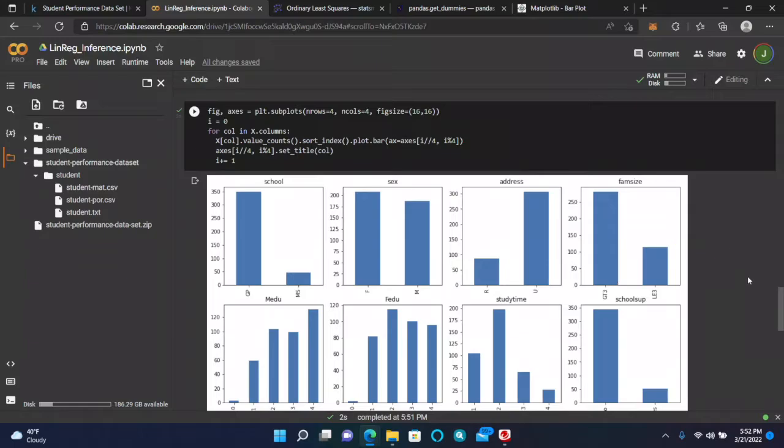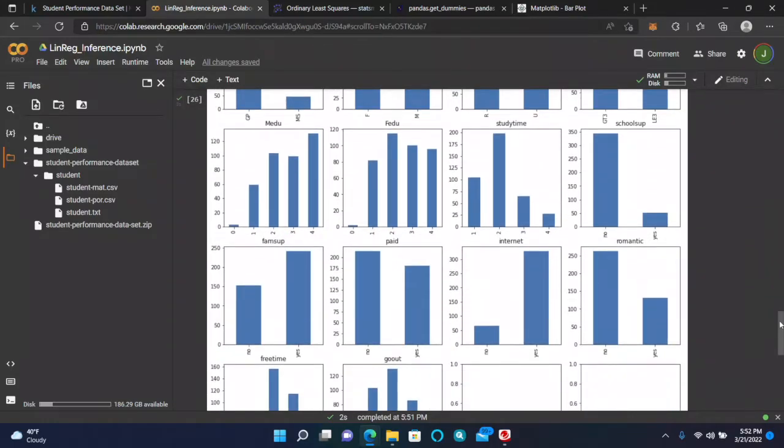Most of them had family size greater than 3. Most people did not get extra school support. This is how much study time they have. Father's education level, pretty centered. Mother's education level, a lot of the mothers had a pretty high education level.